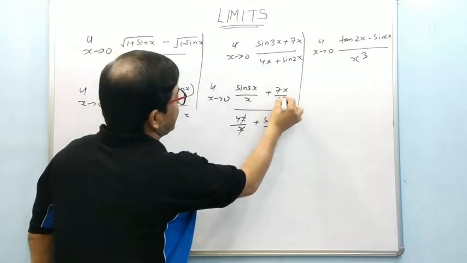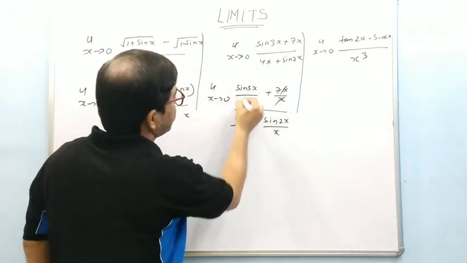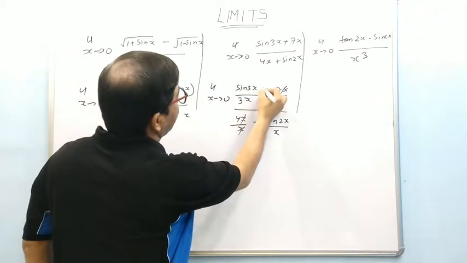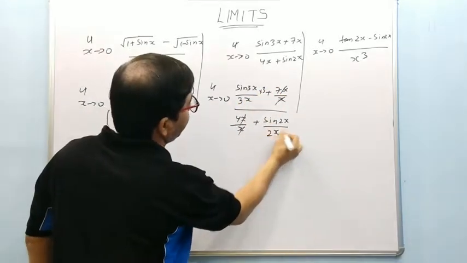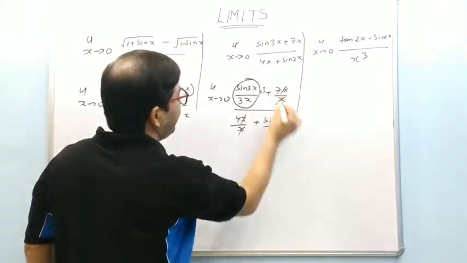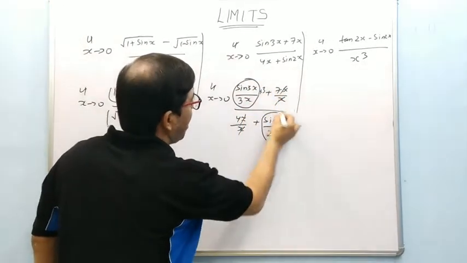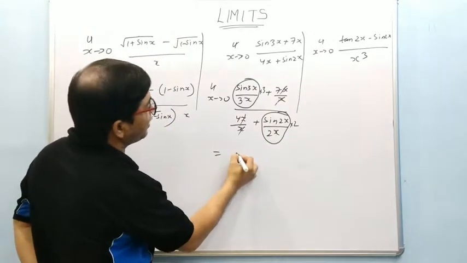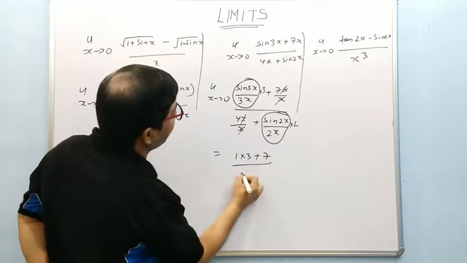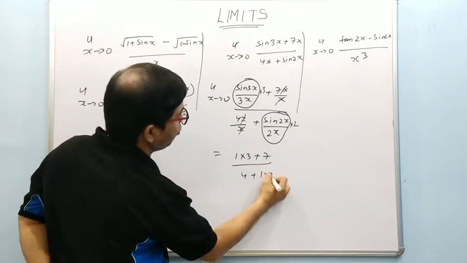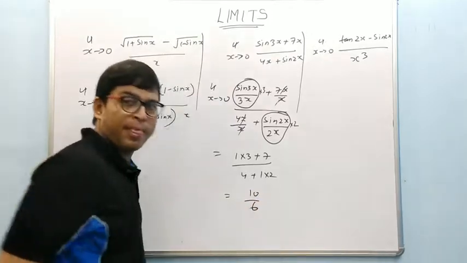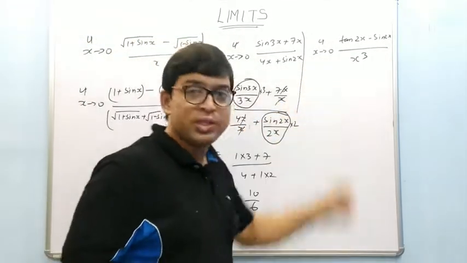This is getting cancelled, this is getting cancelled, and this is giving us the formula. If I just supply a 3 here to balance it out, and a 2 here to balance it out. So this is 1, this is 1. So on taking the limit, it is coming out to be 1 into 3 plus 7 by 4 plus 1 into 2. So we will get the answer. This is 10 by 6. Very simple.